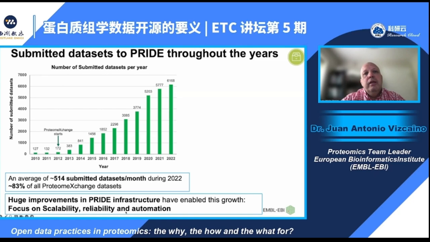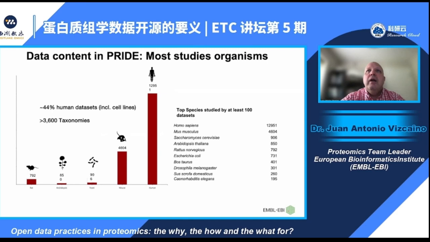So it's also important, I think, to give an overview of which are the main organisms that are represented. There is no surprise for you, I'm pretty sure, but the most represented organism is human, Homo sapiens, that comprises around 44% of the datasets, but it also includes cell lines. So yes, it's important to include that. And then, of course, the main model organisms are just behind.